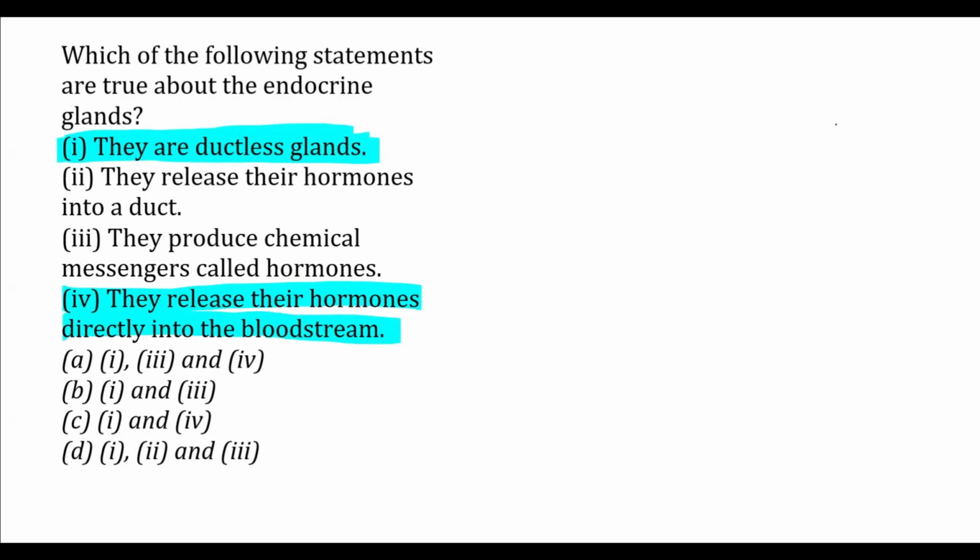Further, I can see that they say they release their hormones into the duct. So this is incorrect, right? They don't release hormones into the duct. That's why they are called ductless glands. And then they produce chemical messengers, right? That's called hormones. So these proteins are also called hormones. So we can see that options 1, 3, and 4 are correct. So we'll say that the correct option here is option A.